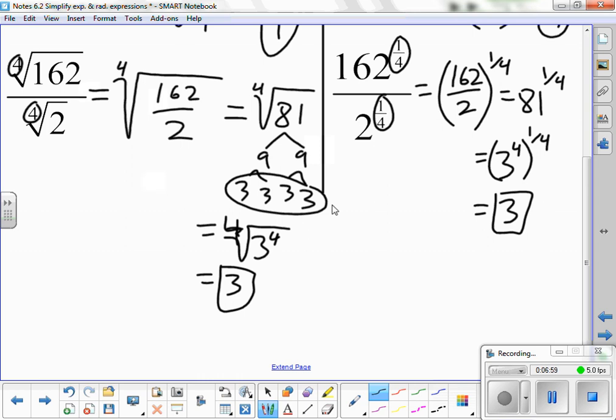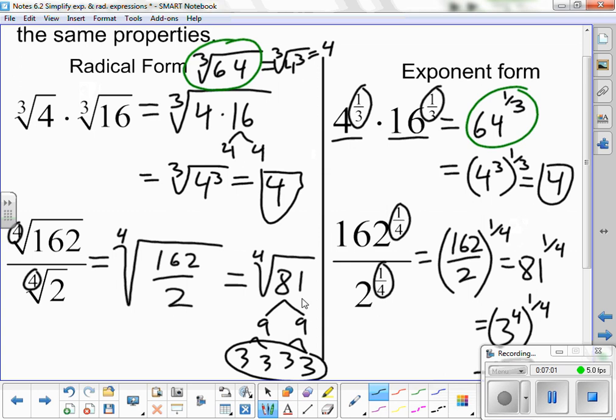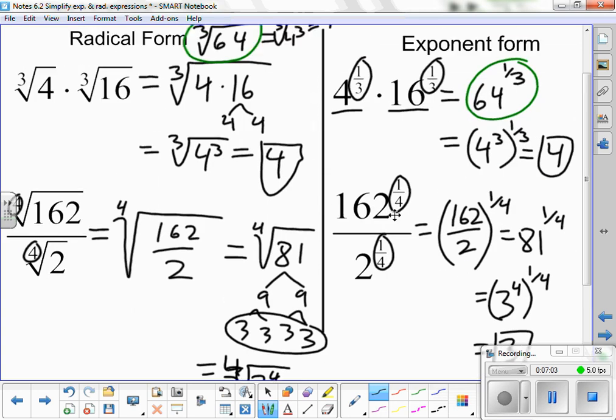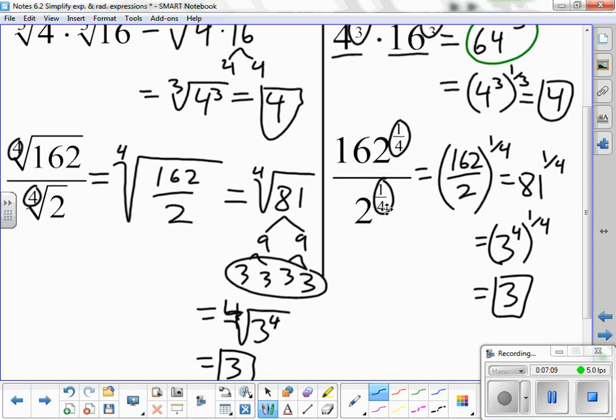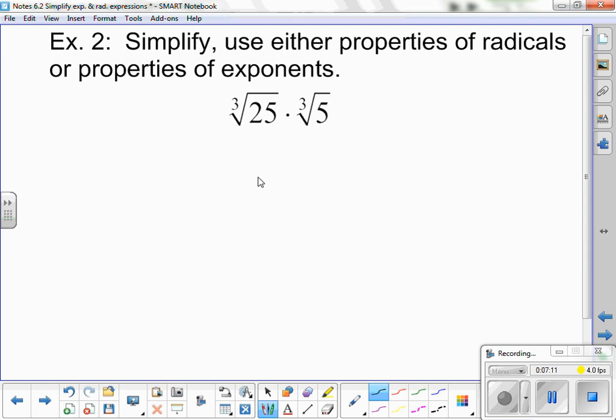If you want to switch back and forth between these, I don't really mind. As long as you're getting the answers, that's fine with me, because these properties are actually interchangeable, because you can always transform one into the other and use whatever properties you want. Okay, starting with this one.